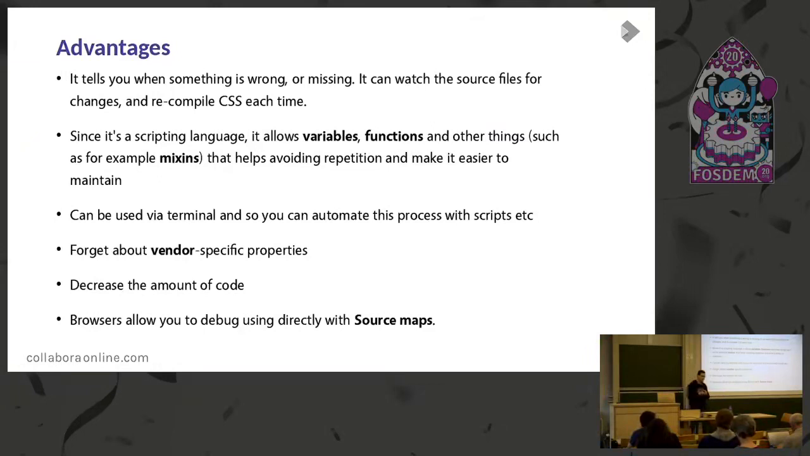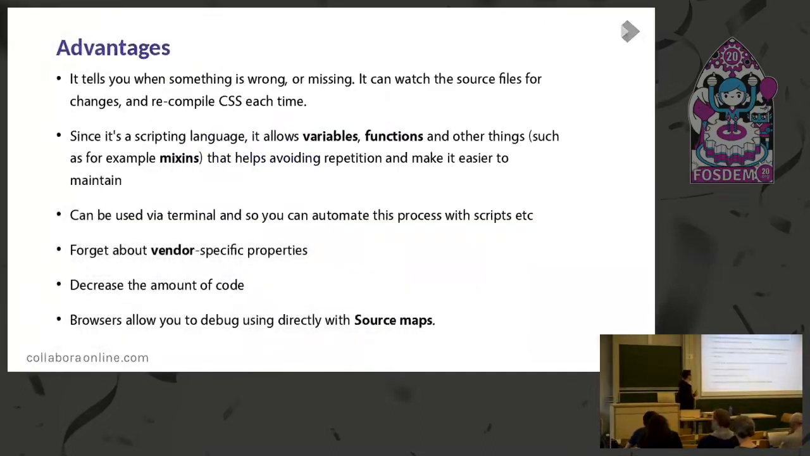This translated means that you can avoid repetition because you can have variables. For instance, in this example where we are talking about vendor-specific properties, when you want to transform an element in CSS and you need to use these vendor-specific properties for one browser or another, you can have this in one place and reuse the code, right? So you don't need to have this redundancy all over the place.